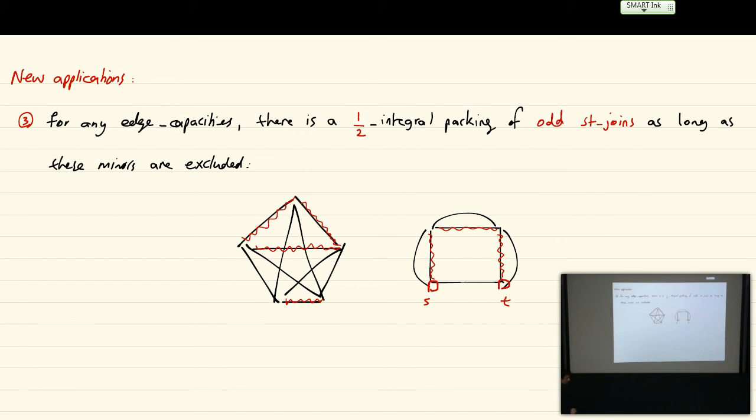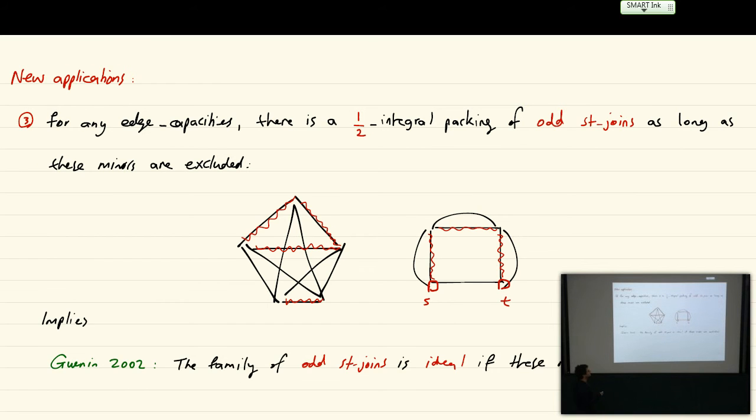For those of you familiar with fractional packings, this implies that for any edge capacities, I can find a half integral packing of odd ST joins, as long as these two minors are excluded. So there is no Eulerian condition there, but you could see that it's having an effect on the coefficient of my packing. And this by itself implies that there's always a fractional packing of odd ST joins as long as these two are excluded, which was a result Guenin proved back in 2002 using Lehmann's theorem, which is heavy machinery.